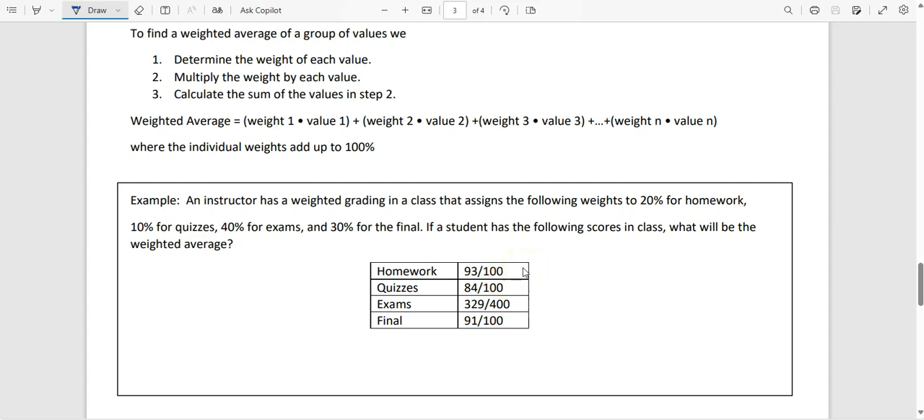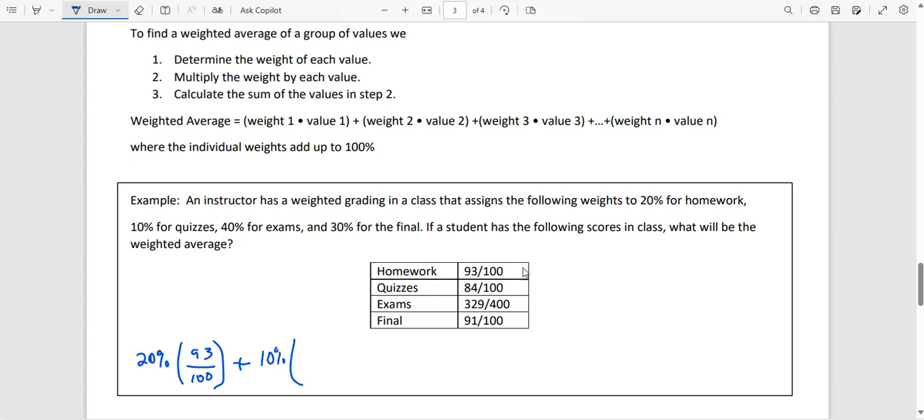So what we can do, first off, 20% for the homework, the student didn't get all of them. They got a ratio of 93 out of 100 of those points, that percent. So this would be like 93% of 20%. That would be determine the weight, 20%, multiply by the value, 93 over 100, and then calculate the sum. So the next one would be for the quizzes, 10%.